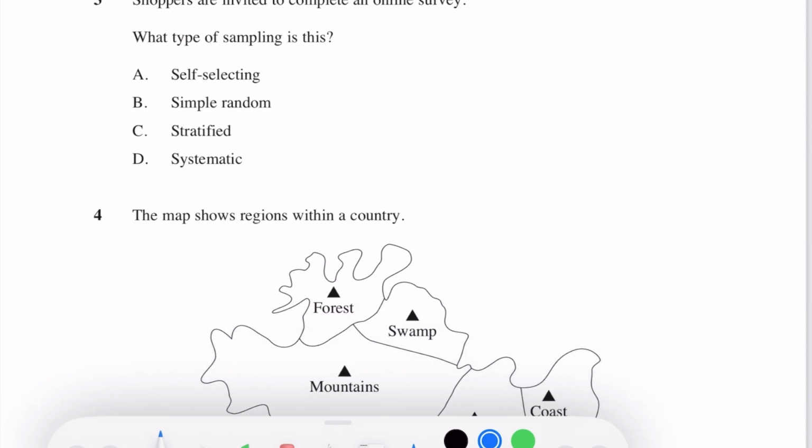Question 3, shoppers are invited to complete an online survey. What type of sampling is this? This is going to be an example of a self-selecting survey, and the reason is because people are invited to and they choose to do the survey. So they're selecting themselves to do it. It's none of the other surveys. It's not random, it's not stratified, and it's not systematic. It has to be self-selected. They volunteer themselves.